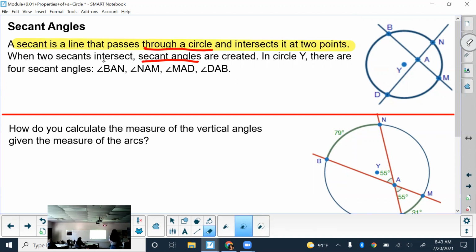And there's some examples of secant angles. We have the one here, BAN, NAM, NAD, and DAB. Right, those are all secant angles. Questions so far? All right, I'll put them in different colors just so you don't think they're congruent.